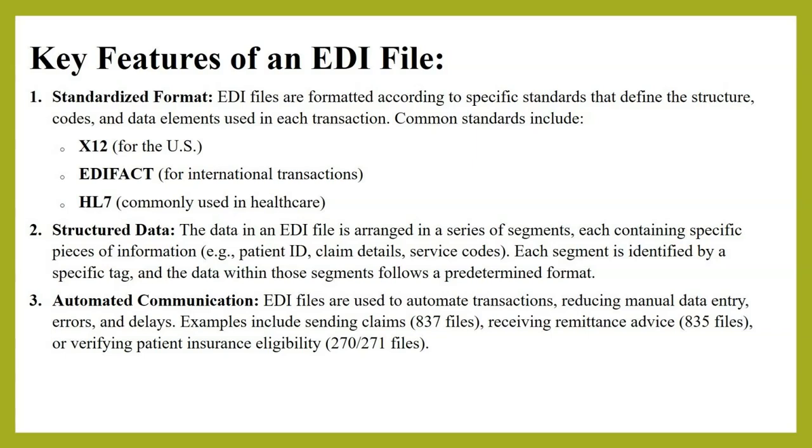834 benefit enrollment. 270 to 271 eligibility inquiry, response. 278 prior authorization, referral. 837 claims, professional, institutional, dental. 277 claim acknowledgement. 835 healthcare claim payment, advice, EOB.